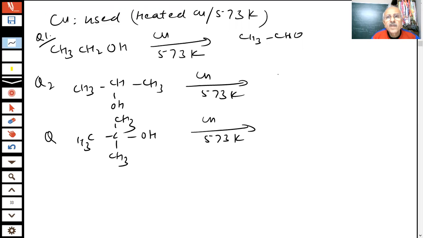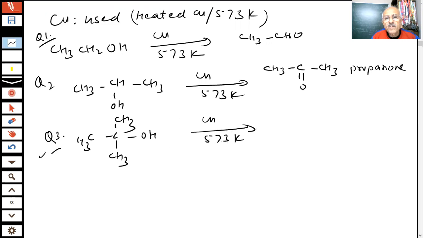Sir, second will be a ketone, propanol. Propanol. Yes, sir. And what is the third? The third will be CH3 C double bond CH2 CH3. Yes, this question was given in the paper.